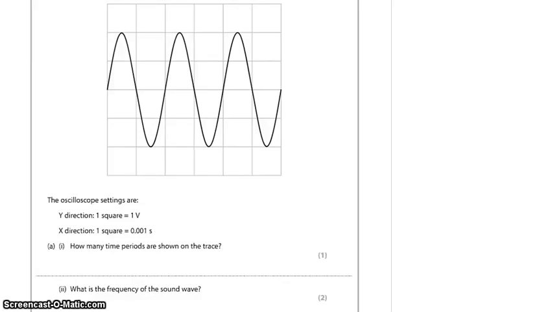Okay, with this question you have to identify first of all how many waves we have. Remember that period is the time for one wave. So it's saying how many periods do we have on our trace. Well, if you look at the trace you can see we have one wave, two waves, three complete waves. So the answer is 3.